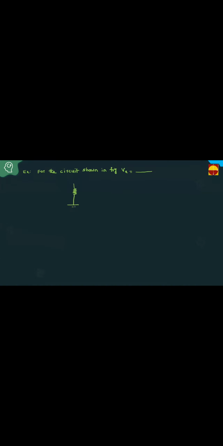This is a 2 ohm resistance. This is 8 volts. This is a 3 ohm resistor. So this is plus minus Vx. This is 3 volts. And this is 6 amperes. And this is 1 ohm. And this is 3 volts. And this is 2 volts. Can you find what is the Vx?